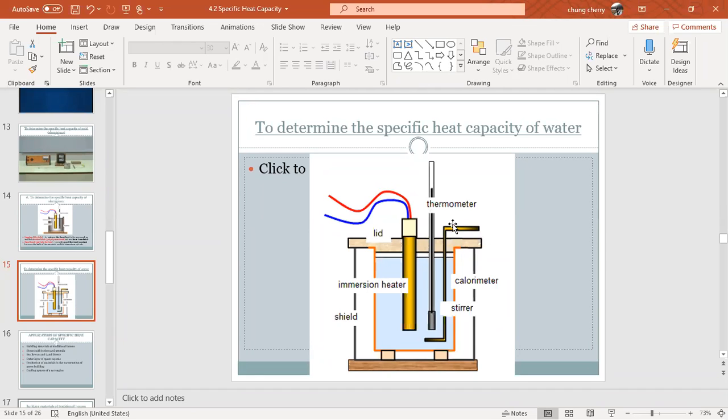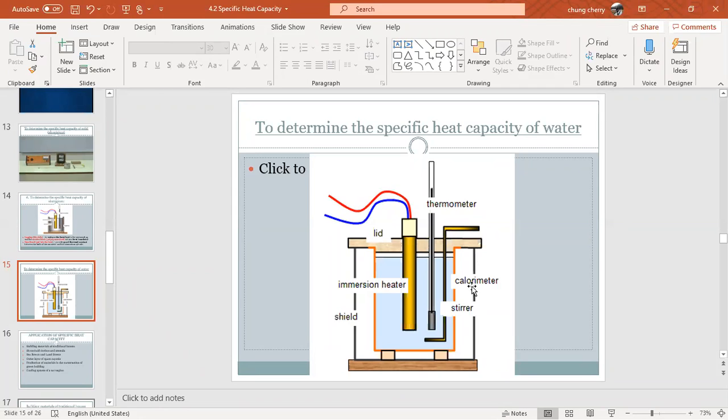But here there is a stirrer. What is the purpose of this stirrer? Leo: to measure the heat increase evenly. Good.